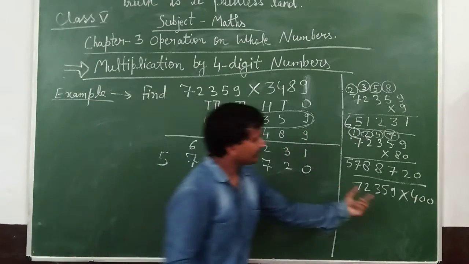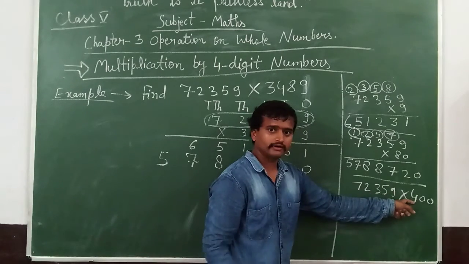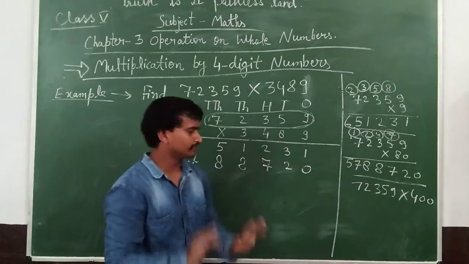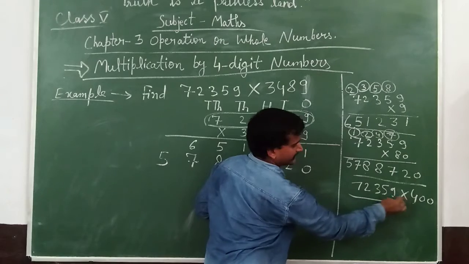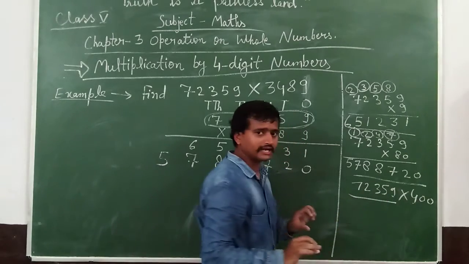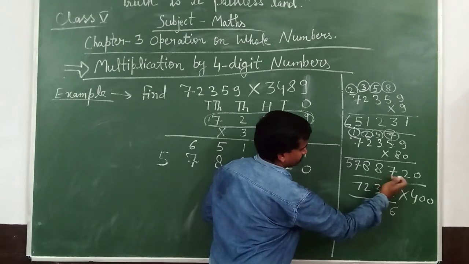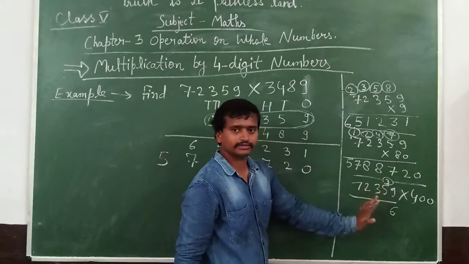Here also we will multiply this number by 4 and then put 2 zeros on the right hand side of the product. Now 4 multiplied by 9. 4 9s are 36. Write down 6. 3 carry. 4 into 5, 20. 20 plus 3, 23.